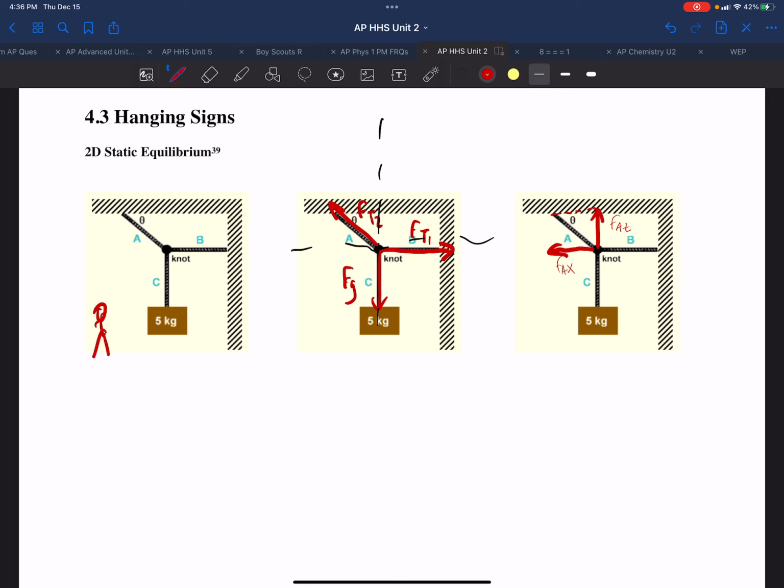So we've got two dimensions now. So we're now going to look at the equilibrium in two different dimensions. So if we look at the X direction, the sum of the forces in the X direction is FT1 and FAX.